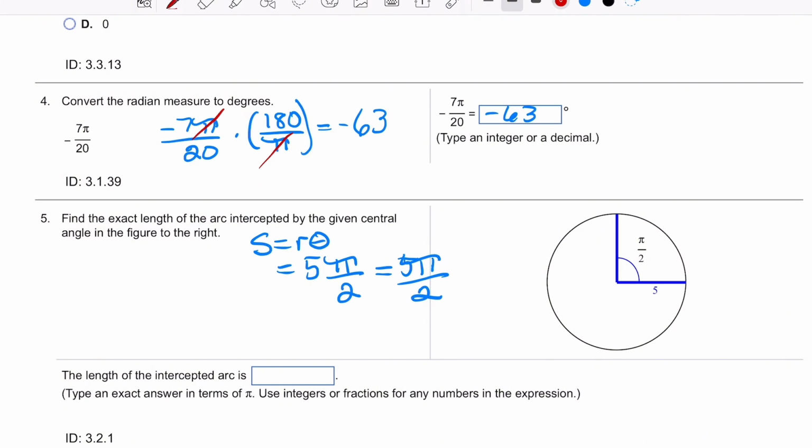Finding the exact length of the arc intercepted by the given central angle in the figure to the right. We just needed to multiply the two numbers together. So if you think about it like that, it's just very simple.